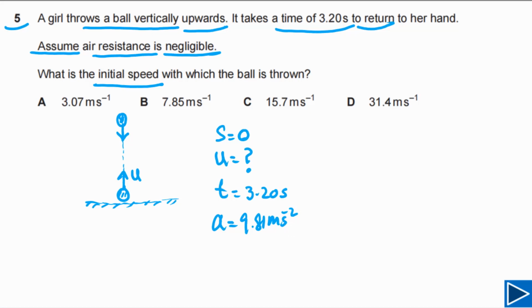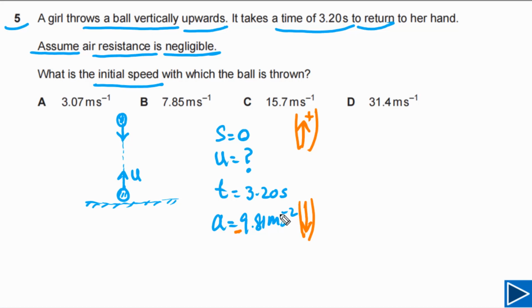Now we need to assume one direction as positive. So in this case, we will assume upward is positive. So we are taking upward direction as positive because we need to find initial speed, and initial speed is upwards. If we take upward positive, it means our answer will be positive. But also we need to understand acceleration due to gravity is always downward, because force of gravity is acting downwards. Acceleration and resultant force are always in the same direction. So that's the reason acceleration is downwards. As we have taken up as positive, acceleration has to be negative because it is in the opposite direction.